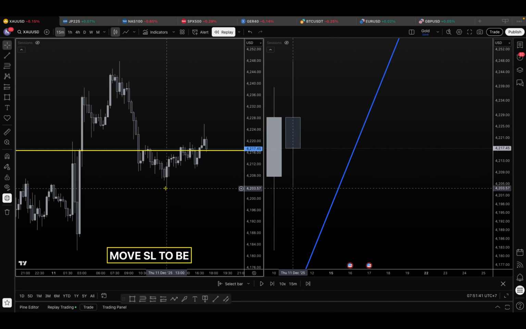So you can see this is the low. This is the high. This is the higher low. And this is the higher high. So this is the confirmation that I've been waiting for to enter the trade.